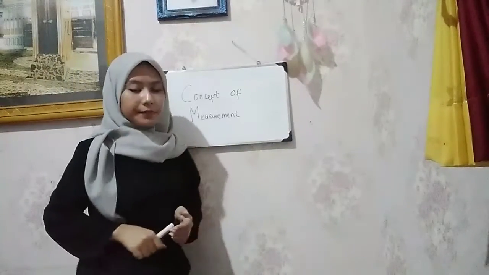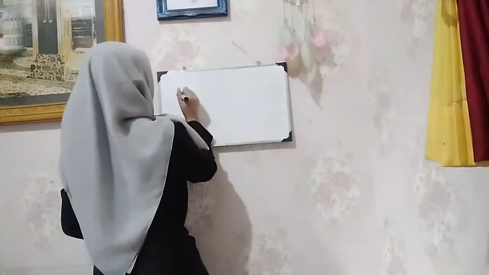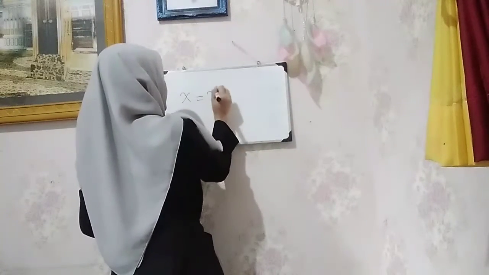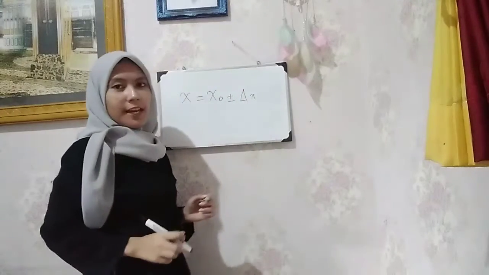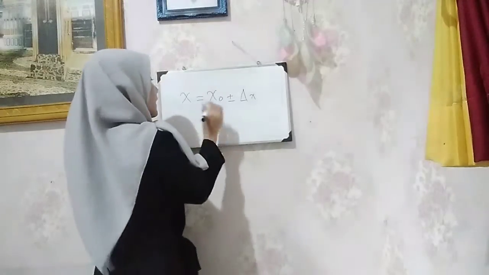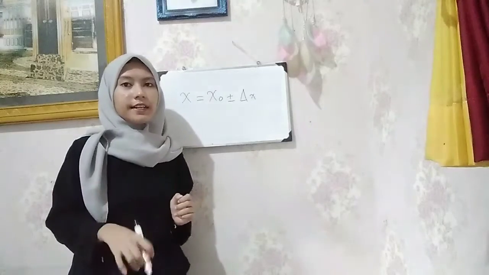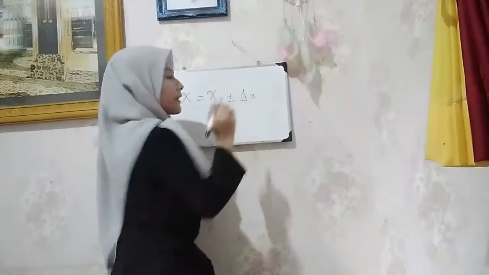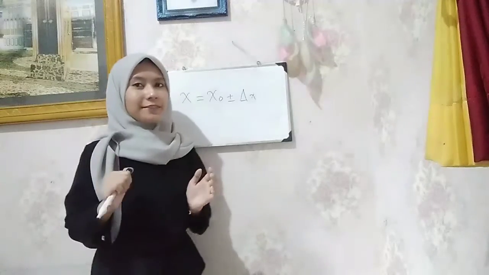Concept of measurement. X equals x0 plus or minus delta x. X is the value of the measured quantity, x0 is the result of the measurement that is read, and delta x is the measurement uncertainty.